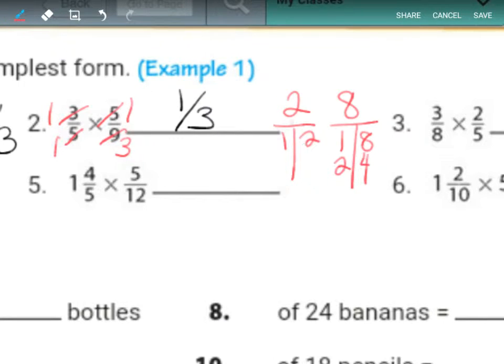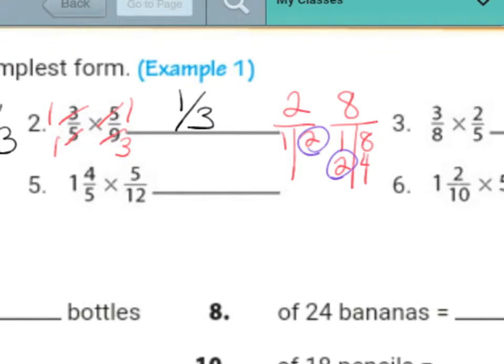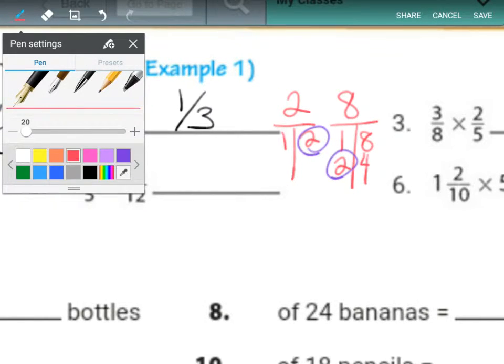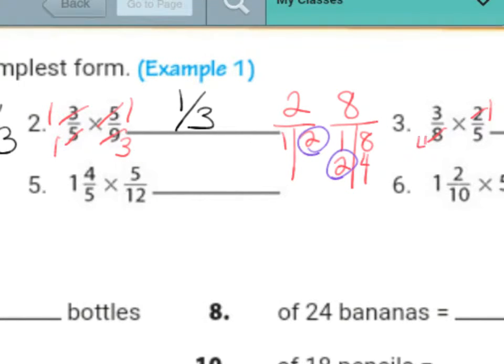And we want to find a factor that they have in common. So I'm going to circle my 2's because I know that that is the greatest common factor. That's why we've been learning it, to be able to use it for this type of thing. So we have the greatest common factor here, so that means that we can divide both of these numbers by 2. 2 divided by 2 should give you 1. 8 divided by 2 should give you 4.